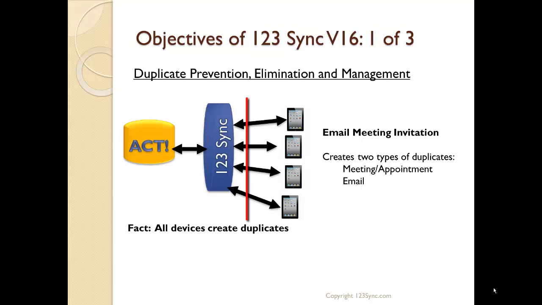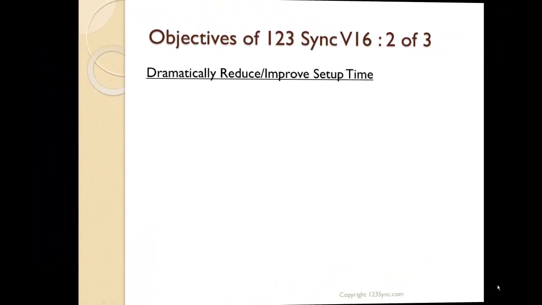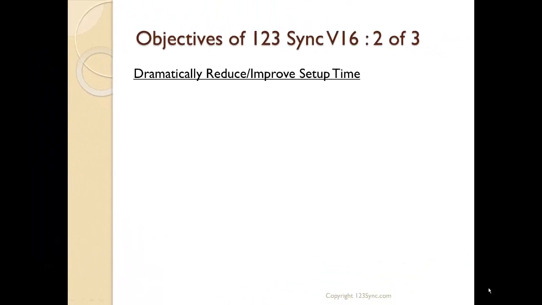So a fact for us is all devices create duplicates, whether they're apps or device native applications or email applications. They'll create duplicates. So our goal was to design, and it is what 123sync version 16 is, to prevent these duplicates from entering ACT. We know that our previous versions had very complex and difficult setups. In this version, we tried to make this easy.